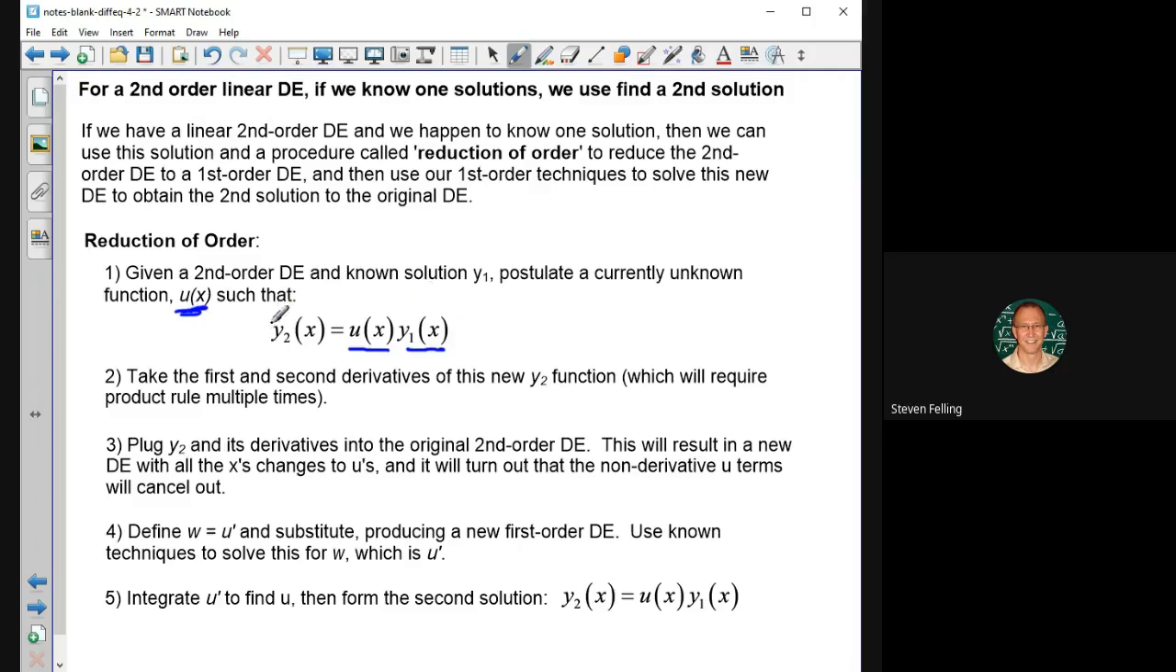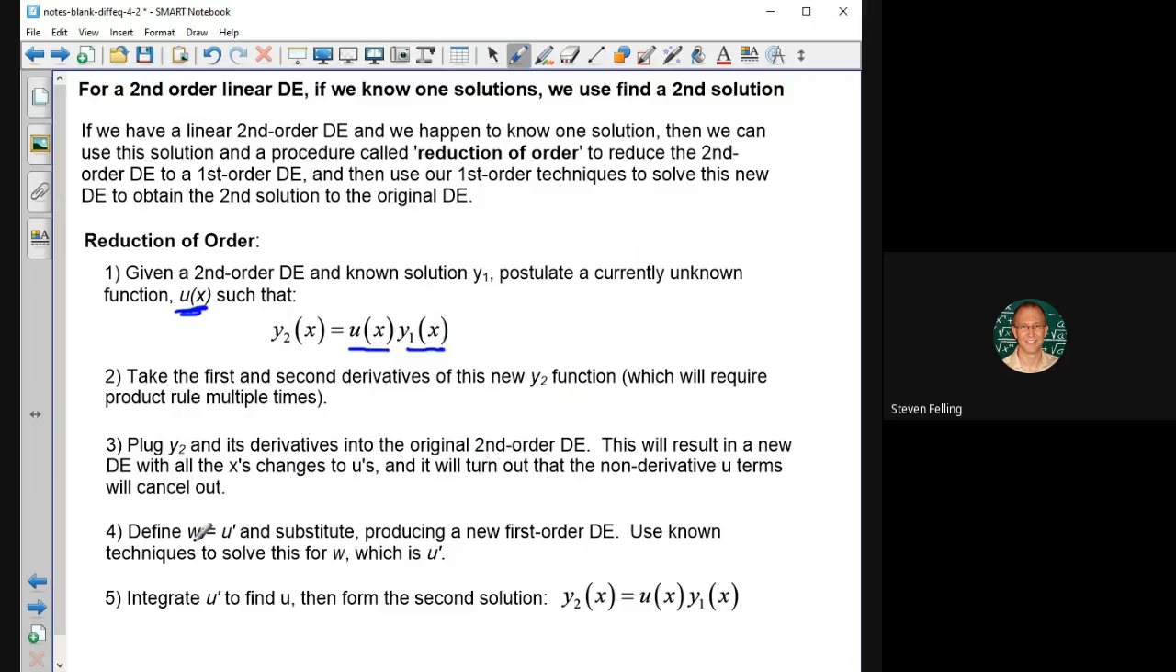Then we take the first and second derivatives of this new postulated solution. We plug those back into the differential equation, and that will result in a differential equation where we can do a substitution, because we're going to find that when all the x's get substituted out with u's, all the non-derivative u terms will cancel out. We'll see in an example how this works.